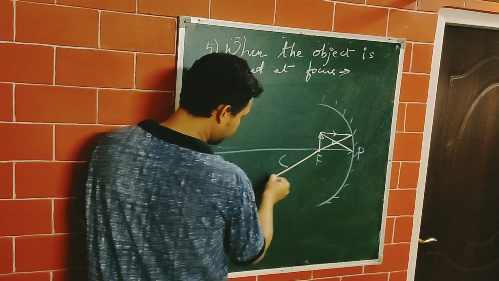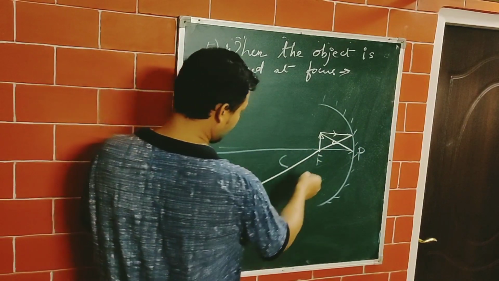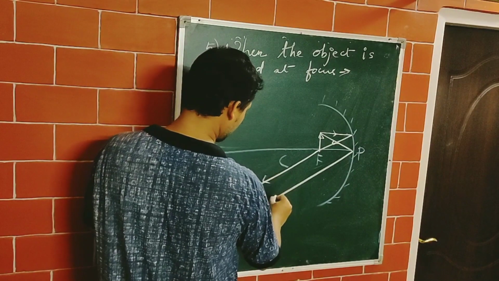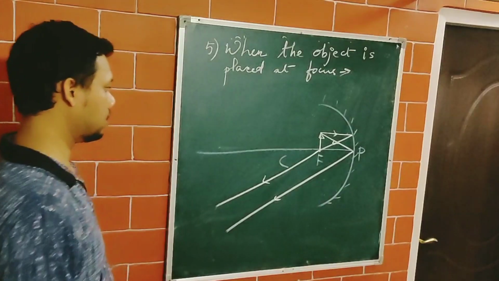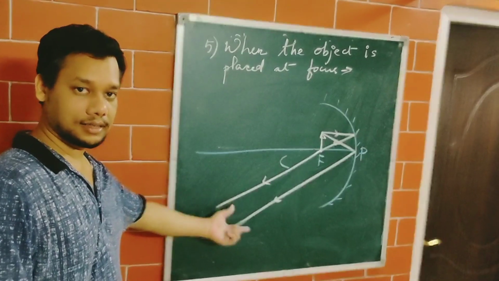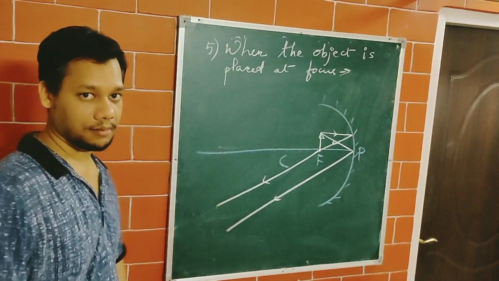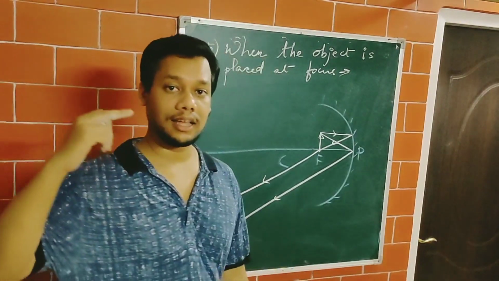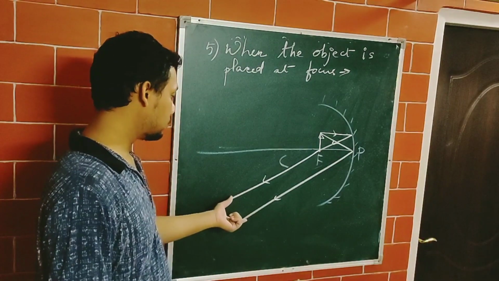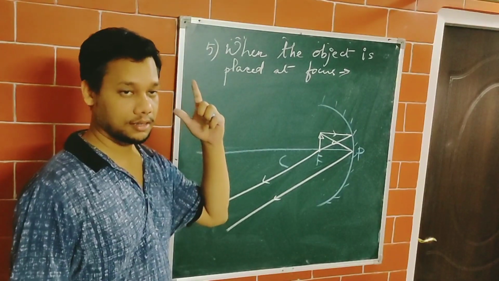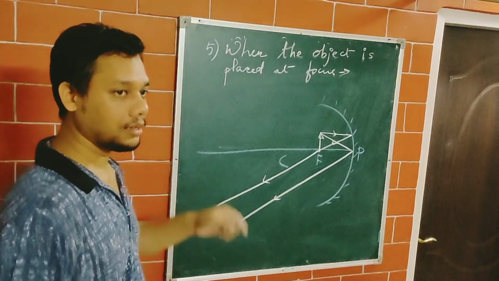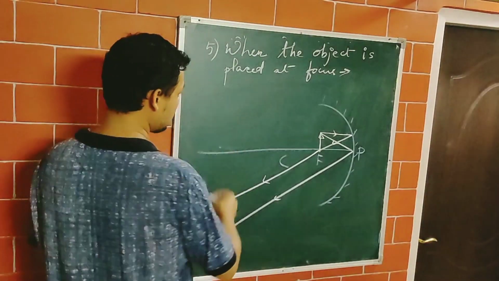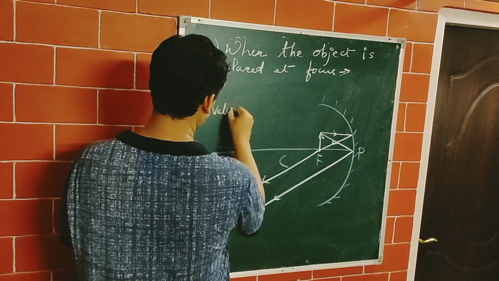This is coming parallel, and now this one at the pole, it will come parallel. They are not intersecting here because the rays are parallel, but we know that parallel lines intersect at infinity. This means these 2 rays are going to meet at infinity. The size of the image is going to be enlarged. A very large size image will form. So how is the nature?